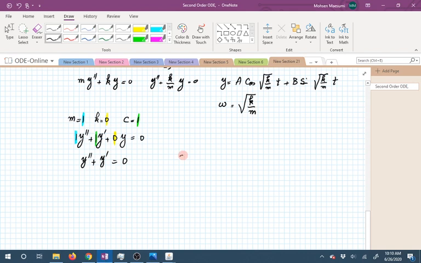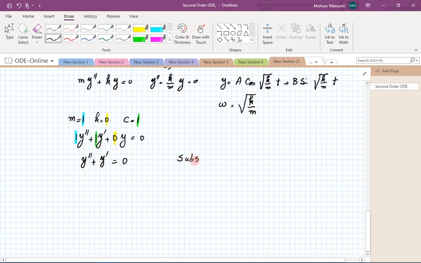Well, yes, it's substitution. Meaning what? Take y prime, call it w. So y double prime becomes w prime. So your equation reads like what now? It reads like w prime plus w equal to 0. So what is that? It's first order.